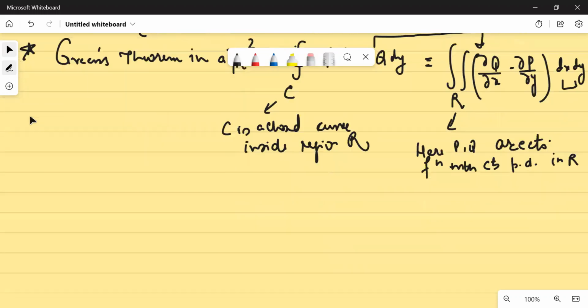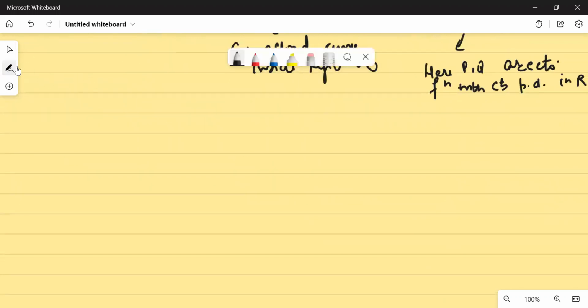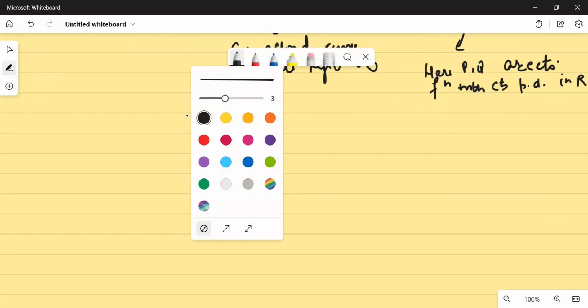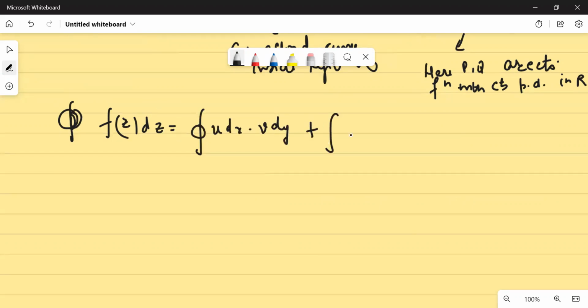Now, coming back to our discussion, let me write it all over again. If I'm writing the integration of f(z) dz, what does it mean? It means the integration of u dx minus v dy, as I stated before, plus i times the integration of u dy plus v dx.